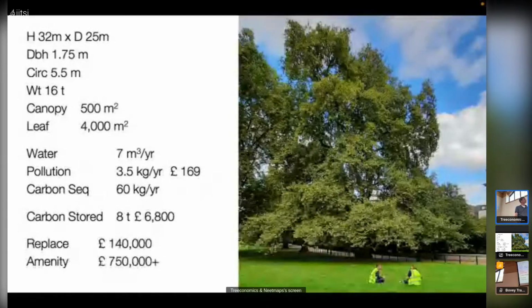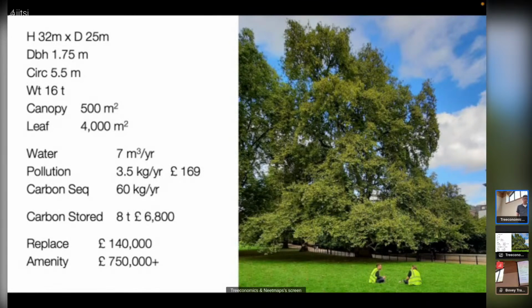If we put this tree, moved it out of the park and moved it into Barnet, which we're going to talk about in a little bit, near some of the main roads there, the pollution figures would jump up, and the value of the pollution figures would jump up. So where that tree is makes a huge difference to how we think of it and the benefits we get from it.